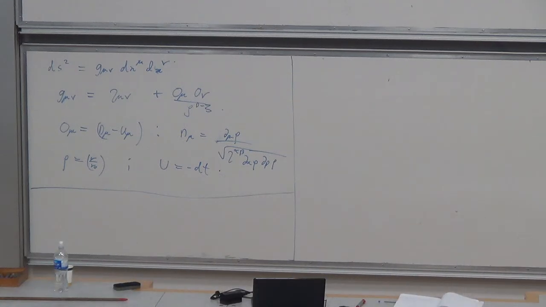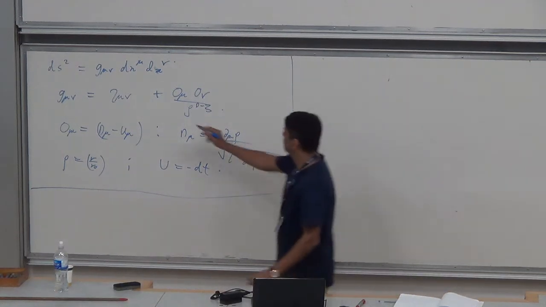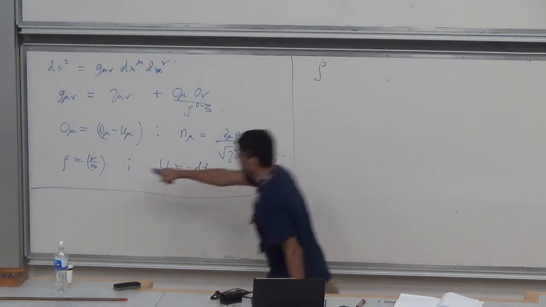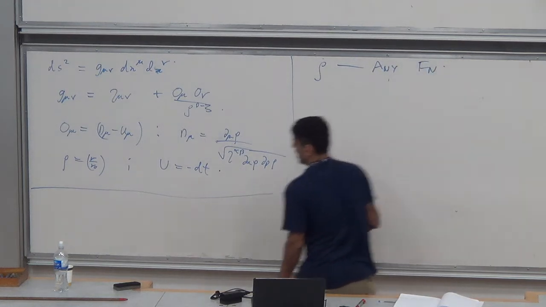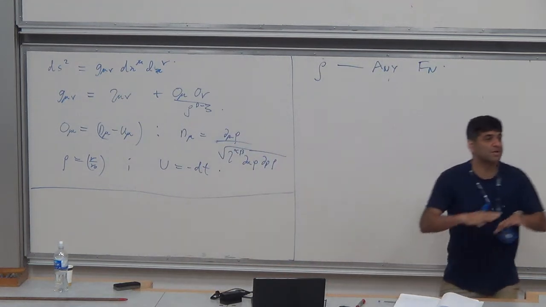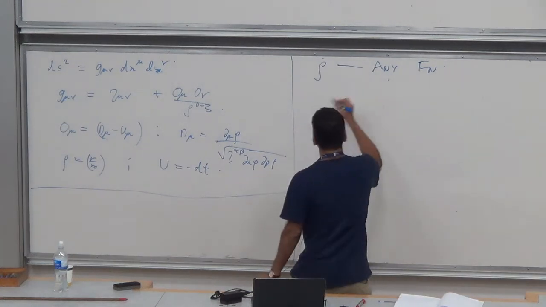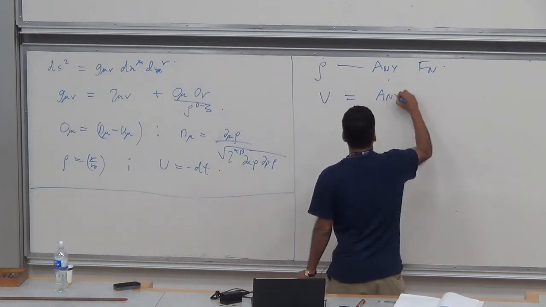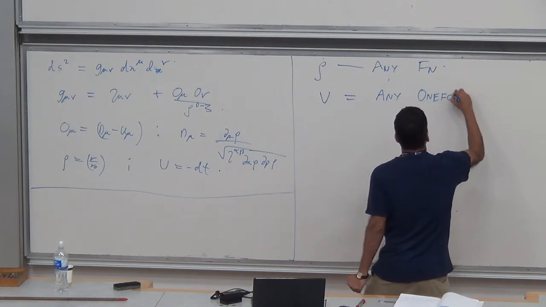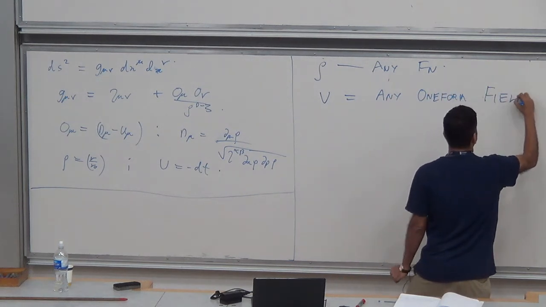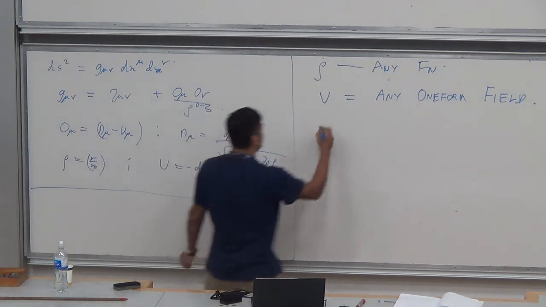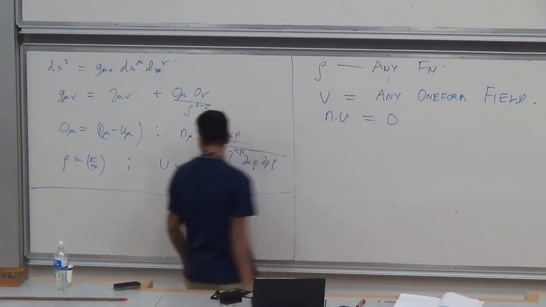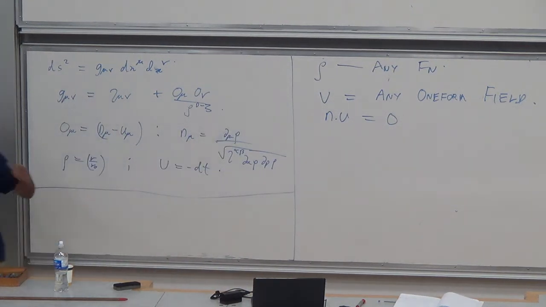Okay? The generalization we decided to look at was metrics in which rho was not this particular function, but any function, and u mu was not this particular constant one-form field, but any one-form field. However, we required that u was tangent to surfaces of constant rho. That is, n dot u is equal to 0, where n is the normal to surfaces of constant rho. Okay?